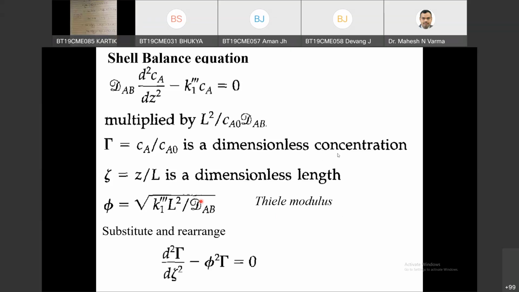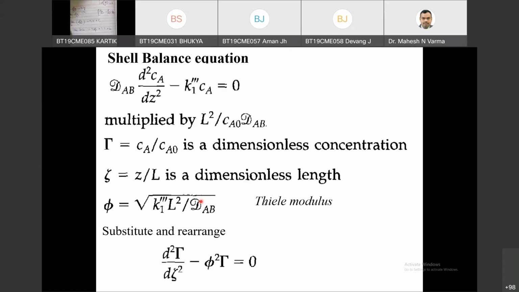Sir, so where is CA? You go up. Sir, here is the point where the equation starts. So now we can write it as integration of d2CA by dz square. So by integrating this d2CA by dz square, we will be getting dCA by dz.